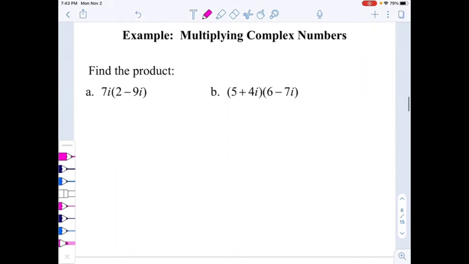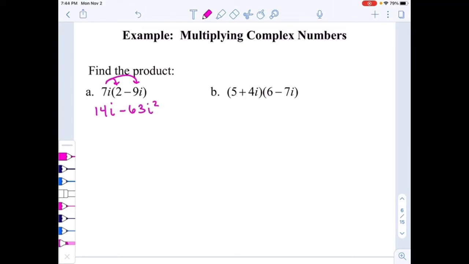What about multiplying? So we have a single monomial term multiplied with a binomial, so to speak. So 7i is multiplied with the 2 minus 9i. All we're going to do is go ahead and multiply that in. So I have a 7i times 2, that's going to give us 14i. 7 times a minus 9 would give us a minus 63. i times i would give us an i squared.